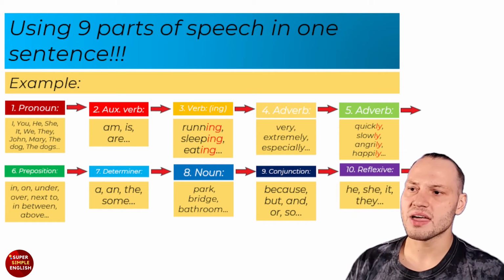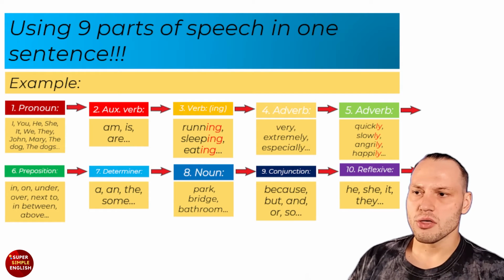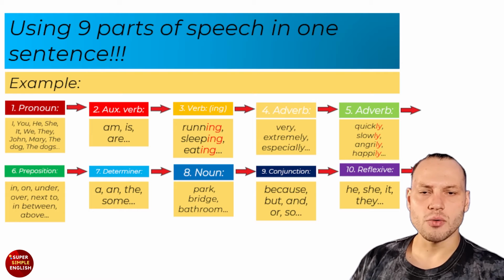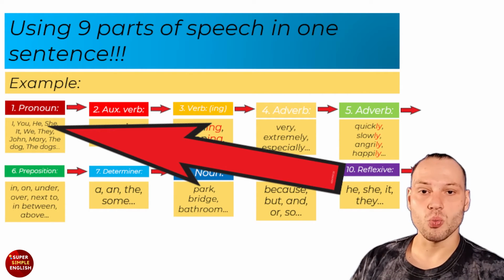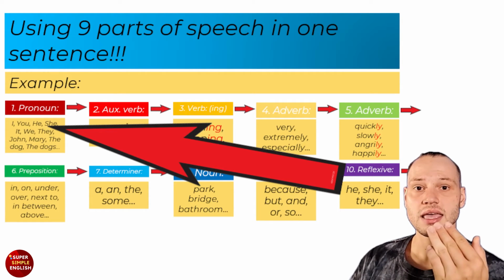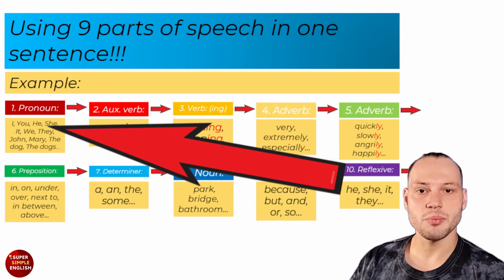So we have another pronoun. This pronoun is called a reflexive pronoun. A reflexive pronoun must match pronoun number 1 in the sentence. For example, if I say, John is running very quickly in the park because he. John is a boy. What if we say Mary?